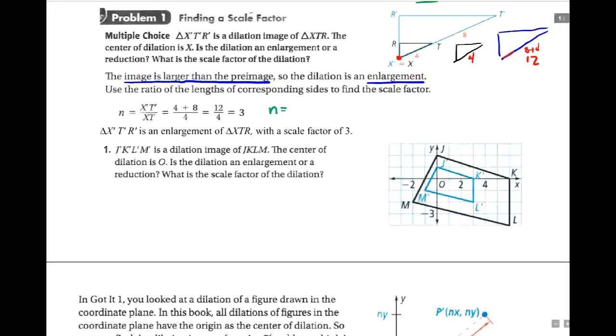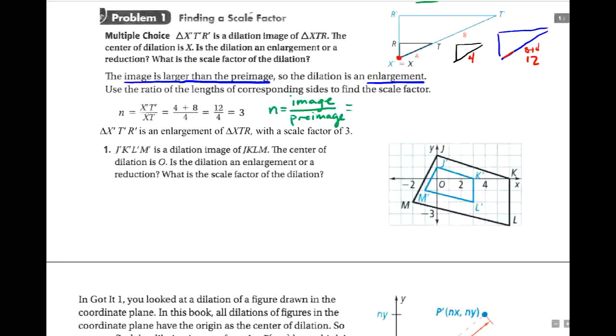N, our scale factor, is always image over pre-image. Okay, we want to remember that. We probably should have written that up at the beginning. Your scale factor is always image over pre-image.